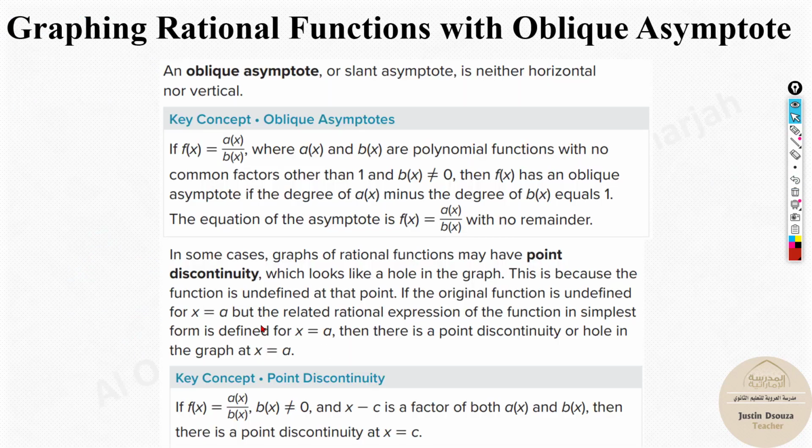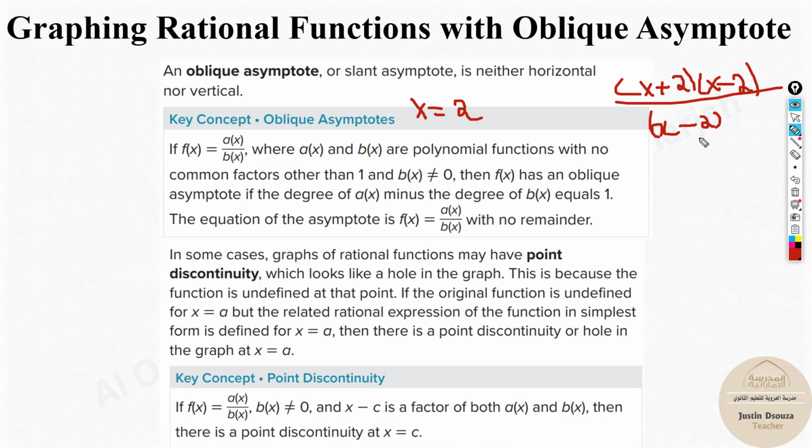Then there is something called point discontinuity. Now what are these things? Imagine you have x plus 2 times x minus 2, the original function, and over here you have x minus 2. What is the vertical asymptote? Sorry, not vertical asymptote. What is the undefined value? The undefined value is at x equals 2, right? So x can't be 2. But look at this equation. This can be simplified further and written as x plus 2.